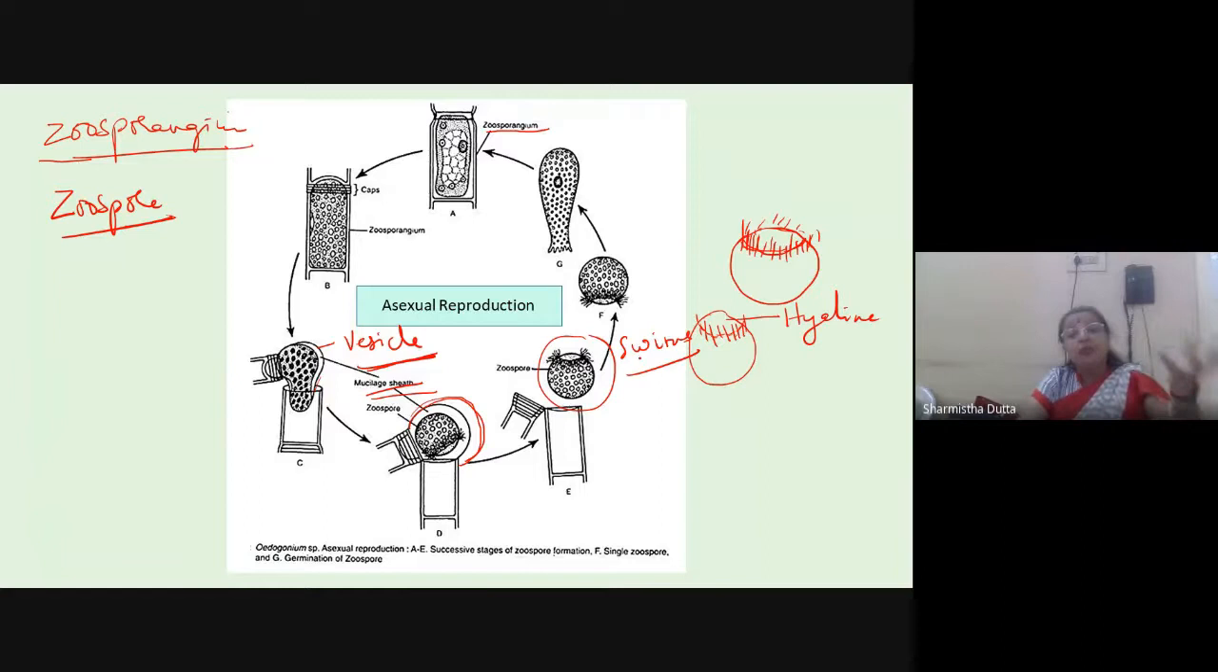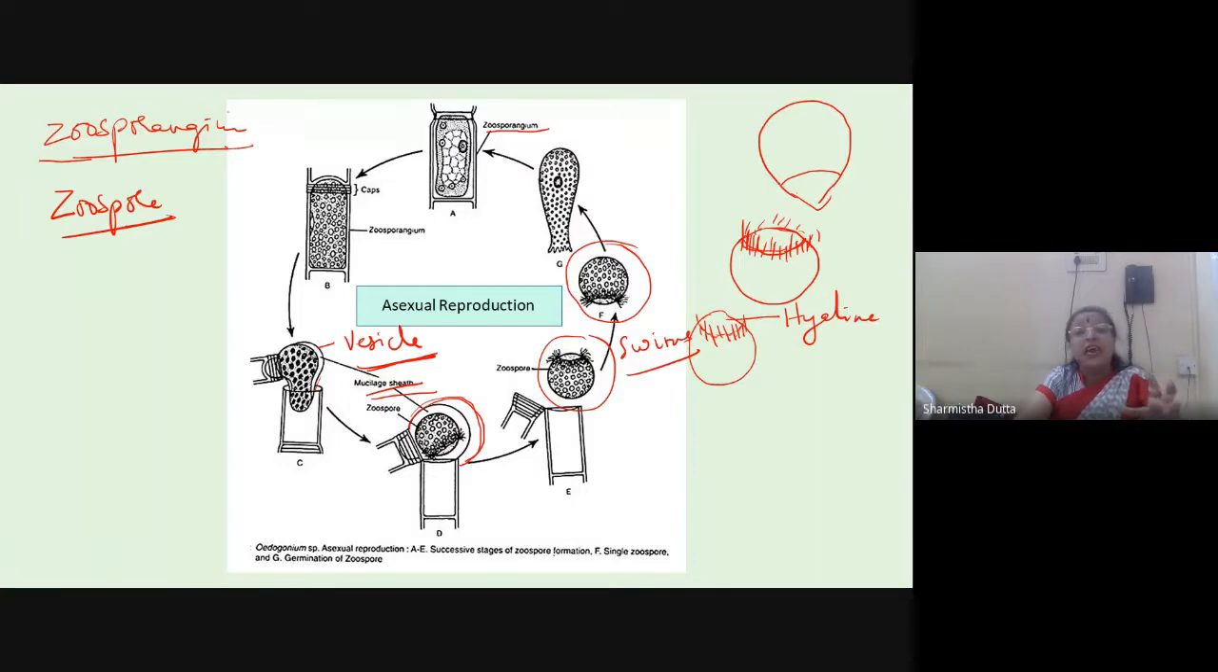How does it get settled? Inverted, it gets settled where the hyaline region is towards the lower side, towards the substratum. You can see that in this image. And you find the small hyaline region, which is called the bald region. A bald person, you know very well, will have a clear area and a little hair around. It's something like that. So this hyaline bald region is towards the lower side. So the zoospore gets inverted and settles at the bottom.